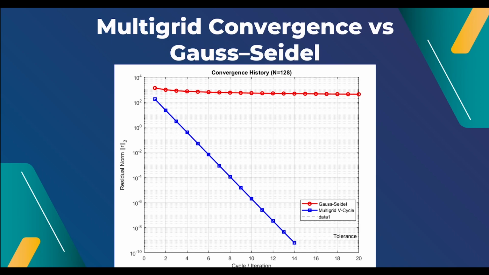Finally, we applied a multi-grid V-cycle to accelerate convergence. The red line shows the standard Gauss-Seidel method, which stagnates because it cannot smooth out low-frequency errors. The blue line represents our multi-grid solver. It converges rapidly, reducing the residual to 10 to the power of -9 in just 14 cycles, demonstrating superior efficiency.